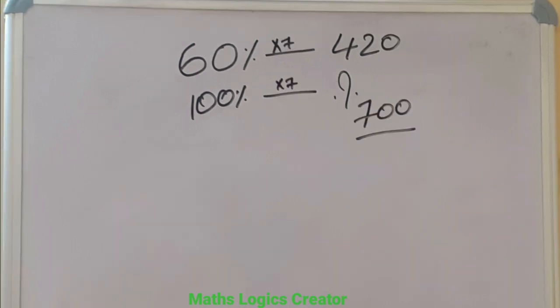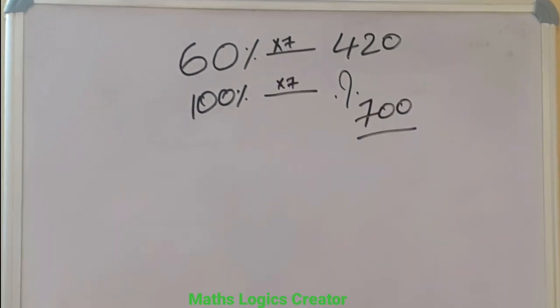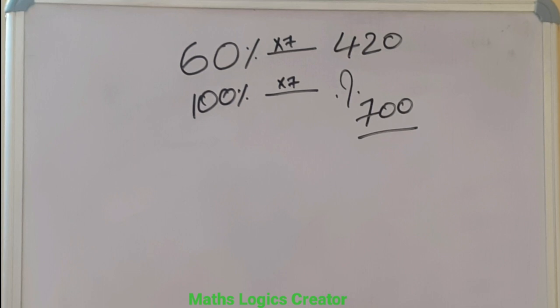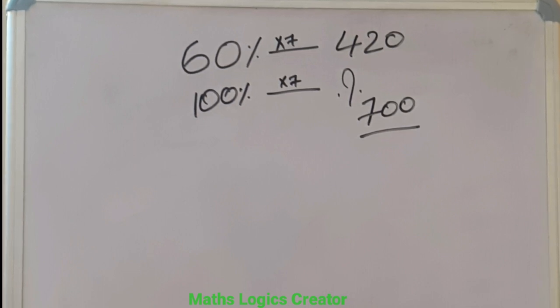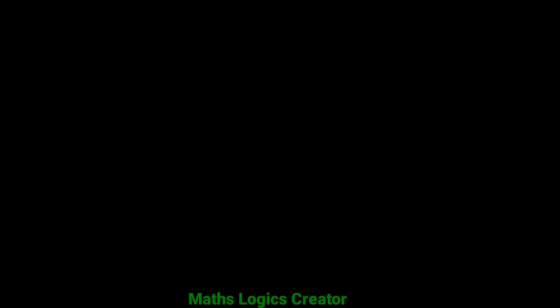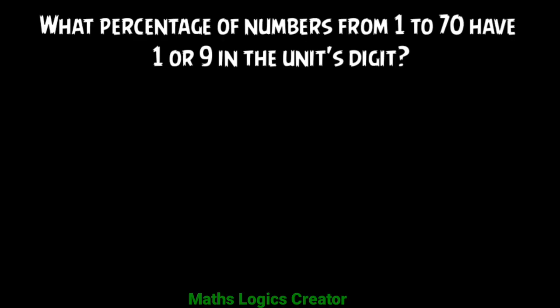60% is 420, so 100% is how much? Simply, 60% is exactly 7 times 420... so the answer is going to be 100 into 7, which is 700. So the answer is 700. Initially he had 700. Coming to the second question: what percent of numbers from 1 to 70 have 1 or 9 in the unit digit?